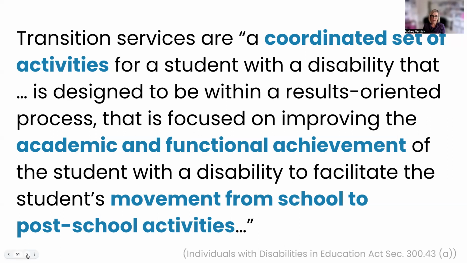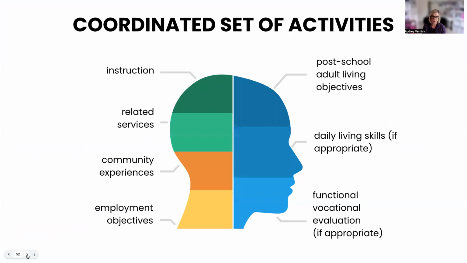If they're not addressing both academic and functional, you can share this, 300.43, right out of IDEA. The transition services have to be focused on improving the academic and functional achievement. So again, students get stuck in a life skills class and they stop teaching literacy. Well, that's not what the law says. The law says the transition services are focused on improving the academic and functional achievement of the student. And the purpose of all of this is to smooth their transition into the post-school world. So this is the language that you want to have ingrained in your head.